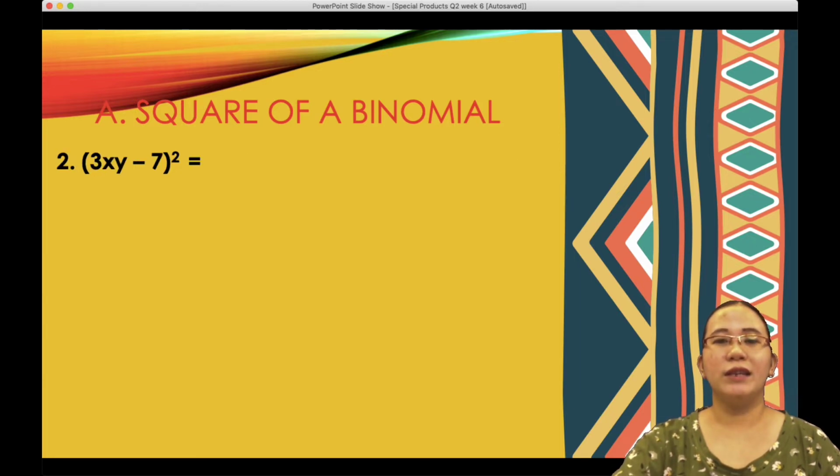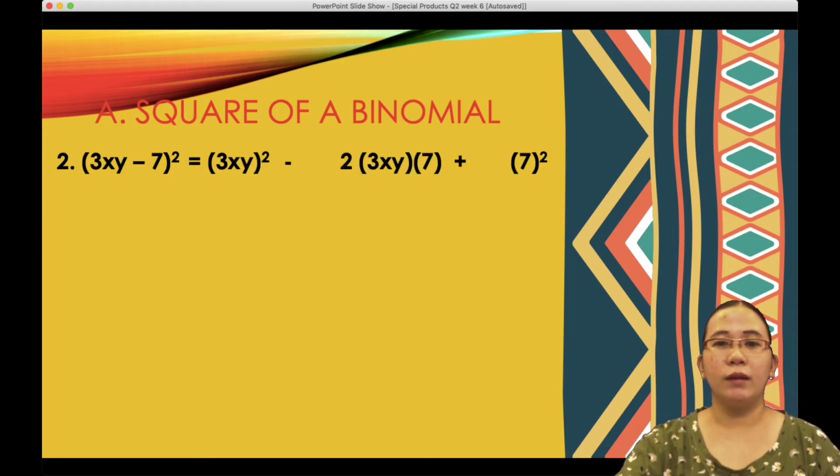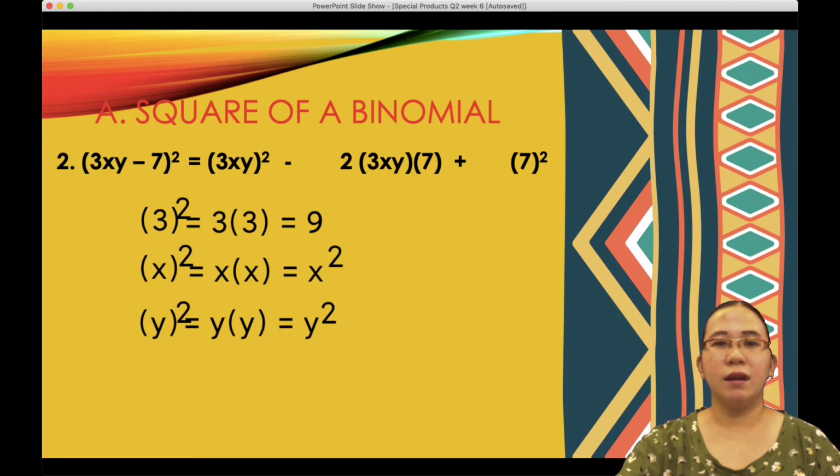Let us have another example. Find the product of the square of the difference of 3xy and 7. First step, we square 3xy. Lahat ng nasa braces ay imumultiply ng 2 beses. So, 3 times 3 is 9 and x times x is x squared. Y times y is y squared.